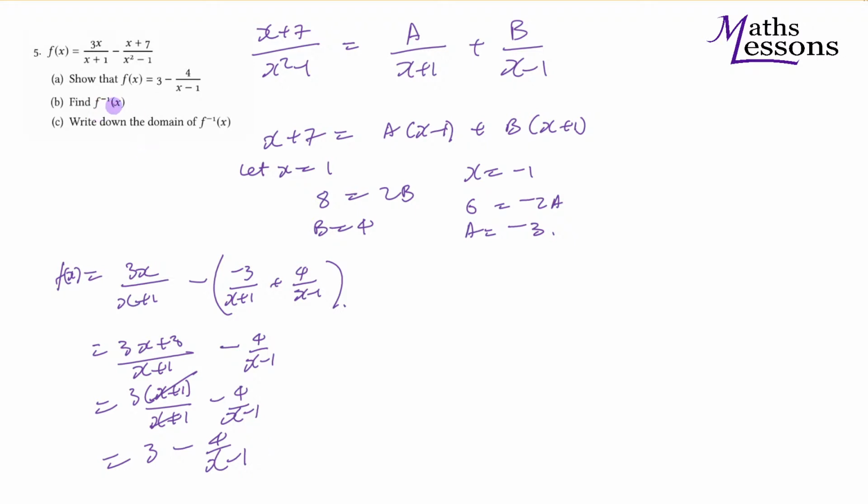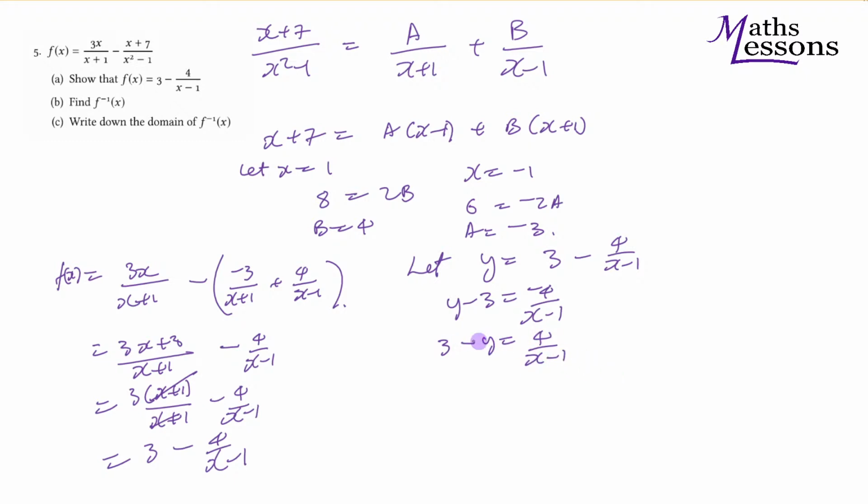Now we want to find the inverse function f minus 1 of x. Let's just start with this. So let's let y equal 3 minus 4 over x minus 1. Take away 3. We get y minus 3 is equal to minus 4 over x minus 1. And then we're going to change signs of both sides, because that will make things nicer. So we get 3 minus y equals 4 over x minus 1.